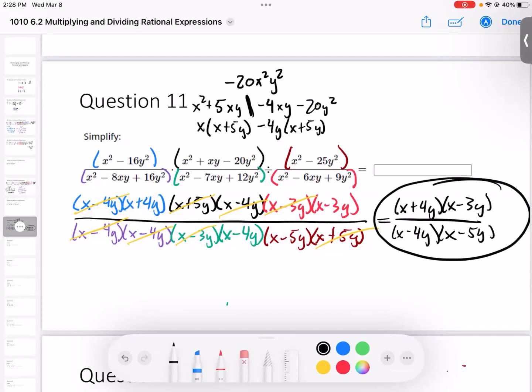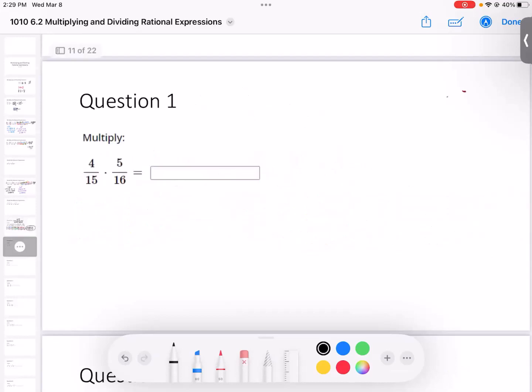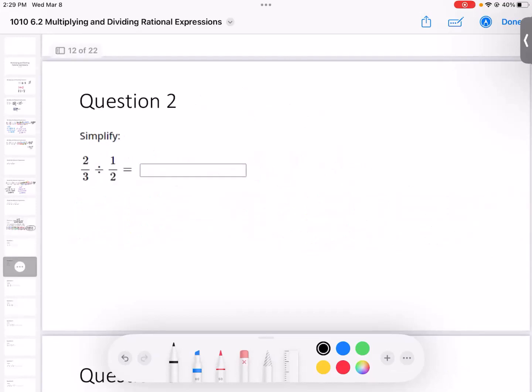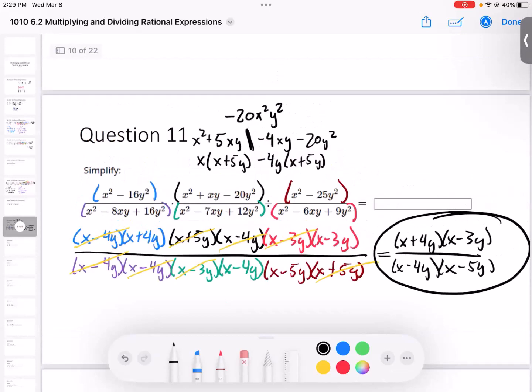Yeah, so really the hardest part of this assignment is, again, the factoring. I feel like the actual concept of it isn't terribly hard. You just multiply straight across, or if you're dividing, you zigzag. It's mostly just a lot of factoring. So that's question 11. I don't think there were any other ones that really stood out to me.